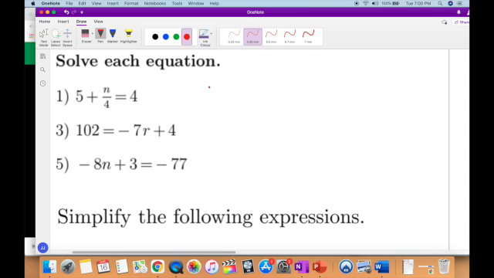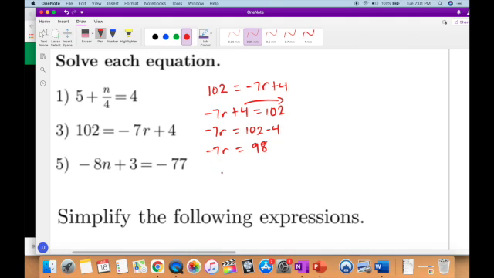The second one is 102 is equal to negative 7r plus 4. And I'll just flip it around. Negative 7r plus 4 is equal to 102. I'll just throw the 4 across. Negative 7r is equal to 102 minus 4. Negative 7r is equal to 98. r is equal to 98 divided by negative 7, which is negative 14.